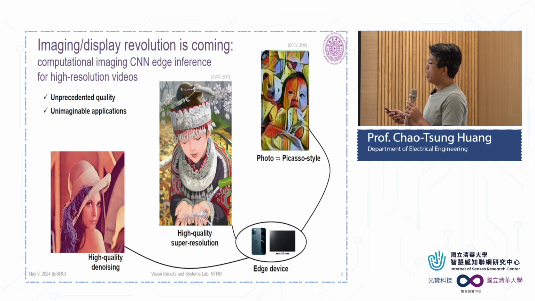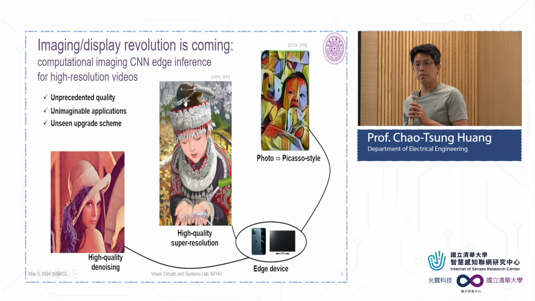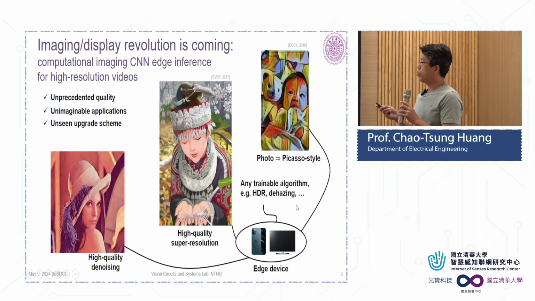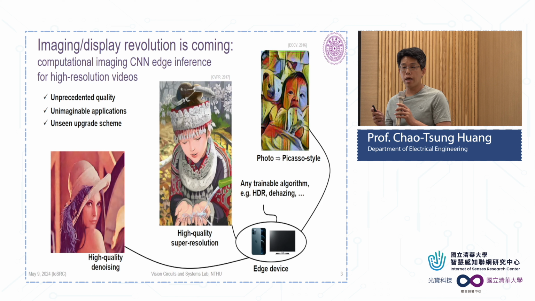And more than this, we can even have an unseen upgrade scheme. It means that even if you have had your cell phone in your pocket for 1 year, and the company finds a better training mechanism or a better training data set, they can upgrade the parameters and upgrade your cell phone, even if you bought the device 2 years earlier. And this idea can be extended to any trainable algorithm like HDR or denoising. It means that the company can add new functions to your devices even if you bought them maybe 3 years earlier, if they provide the new parameters.